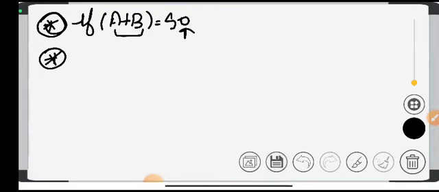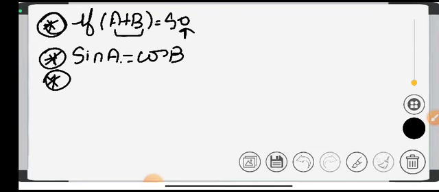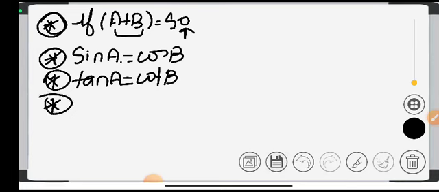That is sin A is equal to cos B, tan A is equal to cot B, and sec A is equal to cosec B. Okay.